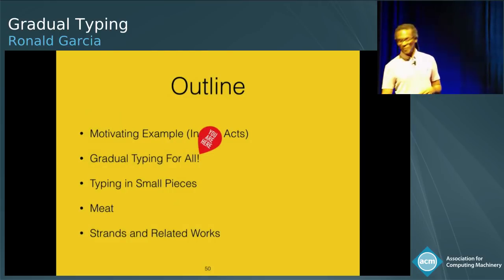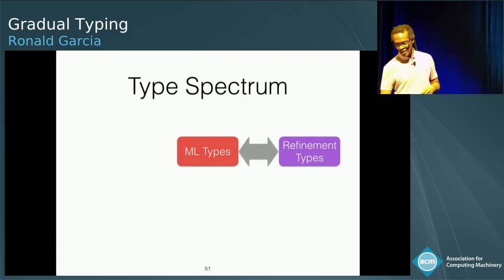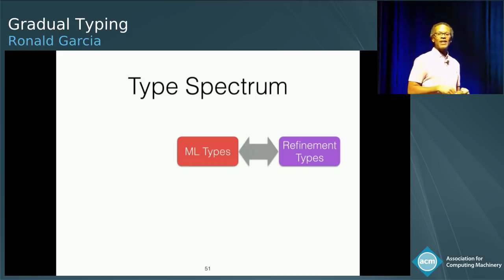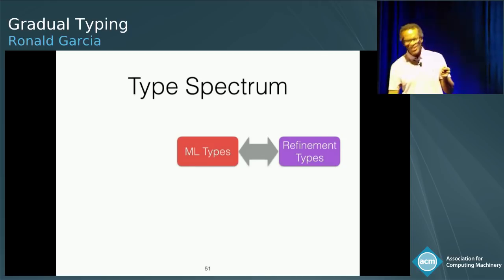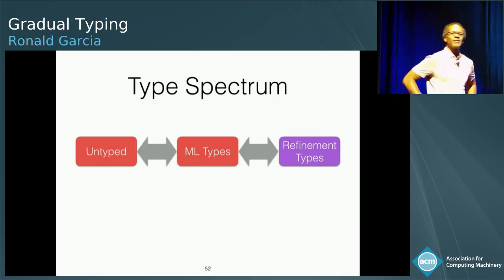Gradual typing for all. So, I've been talking to you about the wonderful idea of moving from the dynamic world of ML types to refinement types and trying to explain that refinement types will make your life better. But did you know that there are people who program in languages with type systems that are weaker than ML's?